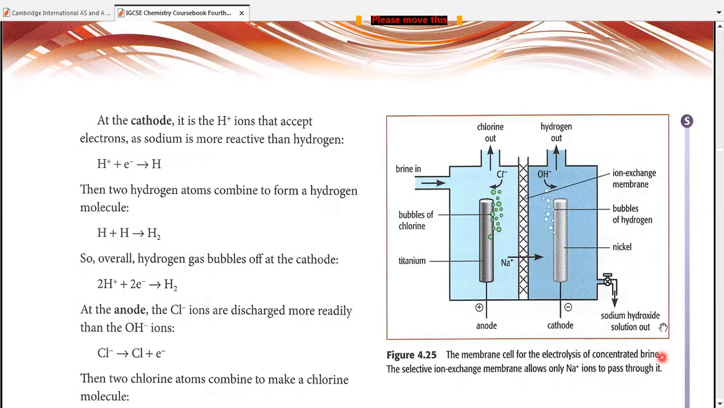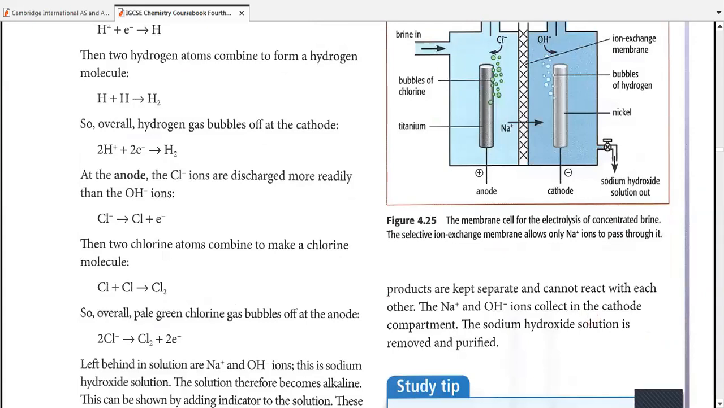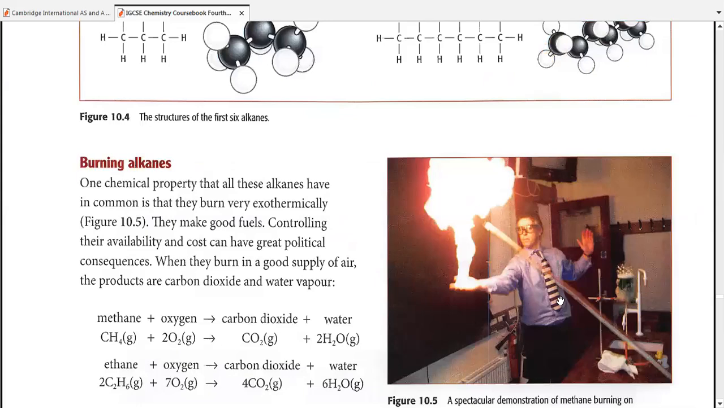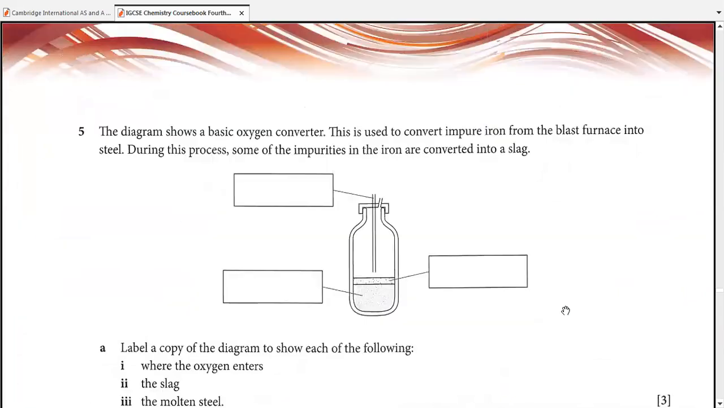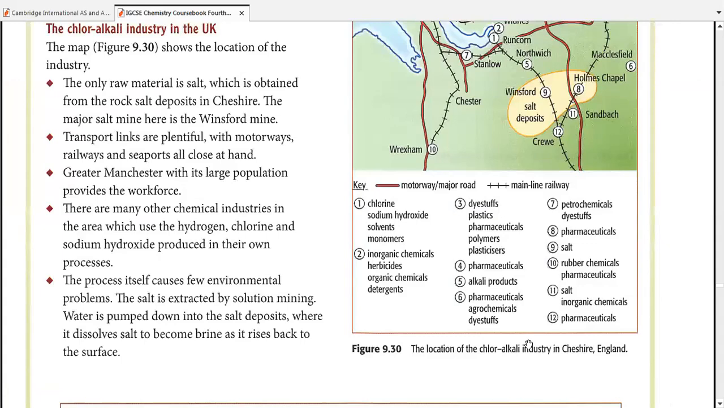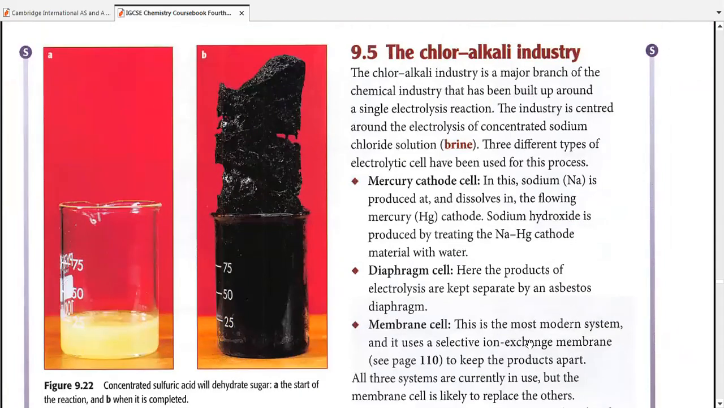If we all understand this portion so far, then we can also understand the stuff that is about to come in chapter number 9. So I'm going to come back to chapter number 9. Let me quickly screen through the pages and come to the exact page we were at. This is chapter number 10. Let's come to chapter number 9. So this was the page we were at, the chlor-alkali industry.